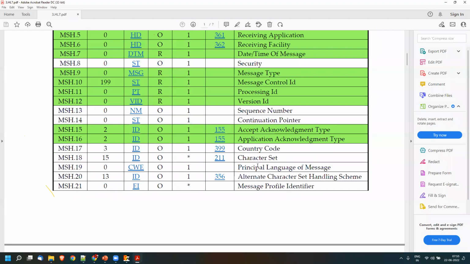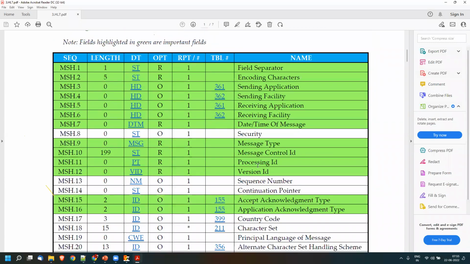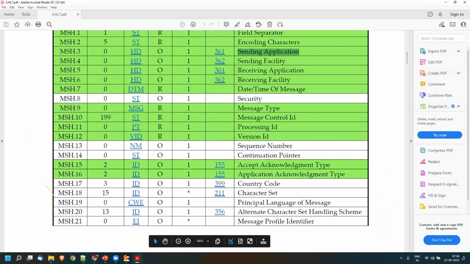So we'll conclude today's session here. We'll continue taking a look at the MSH segment tomorrow. We'll understand each field, what it is, what is the functional reason of sending this field, and so on. We'll explore each and every field and understand in detail tomorrow. Any questions from anyone?